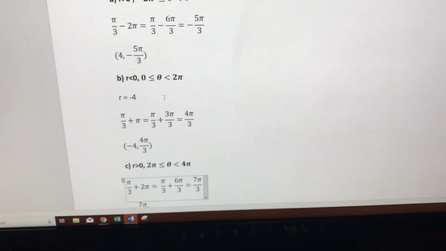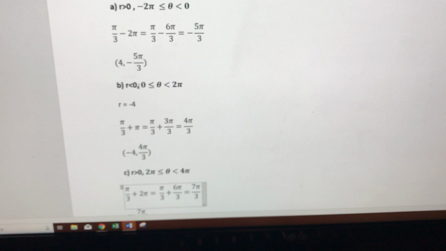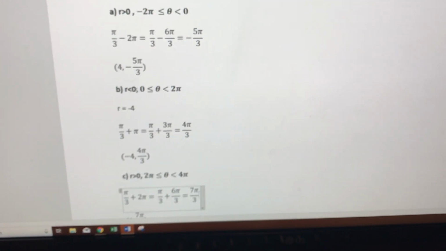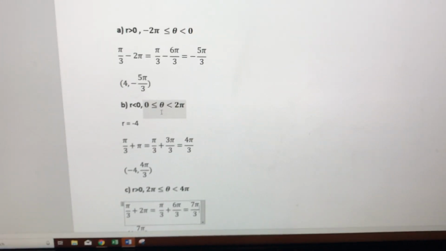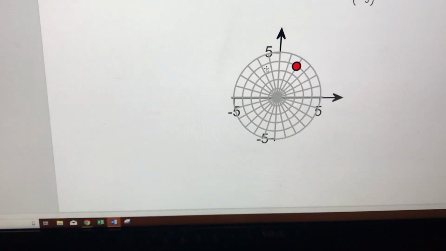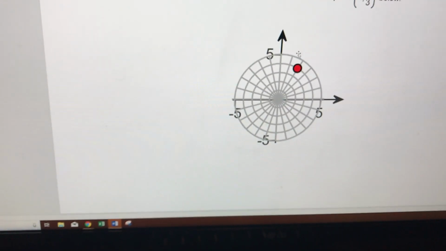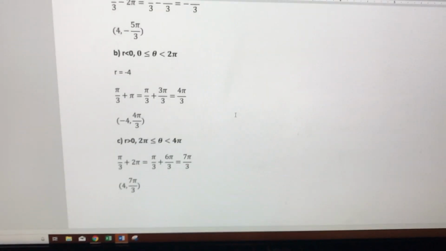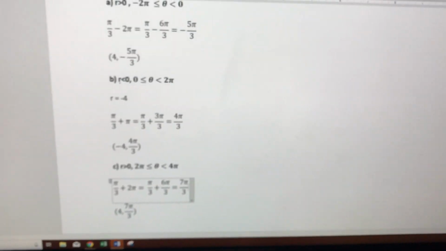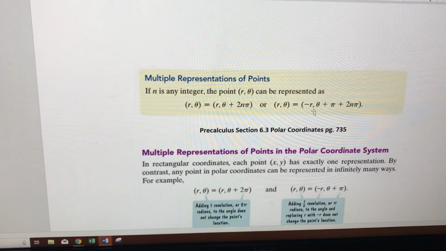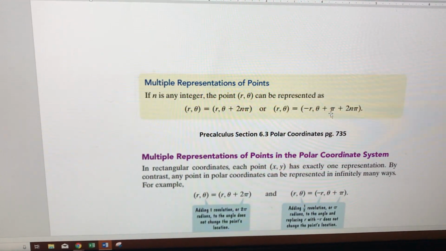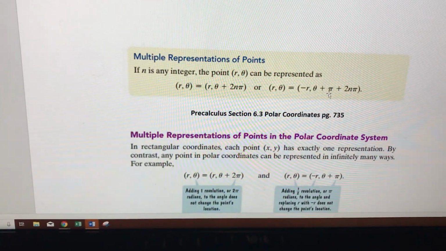Alright, so this time it asked for R to be less than 0. So we just made it -4. And it asked for that angle to be greater than 0 but less than 2 radians. So we kind of know it's going to fall somewhere in between here. So this kind of gave me the hint. Since we're changing that R into a negative, I went back to this sort of hint here. If we're going to change that R to a negative, we're going to add that radian.